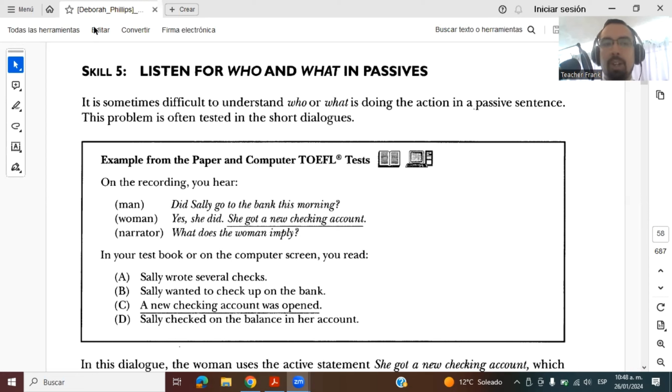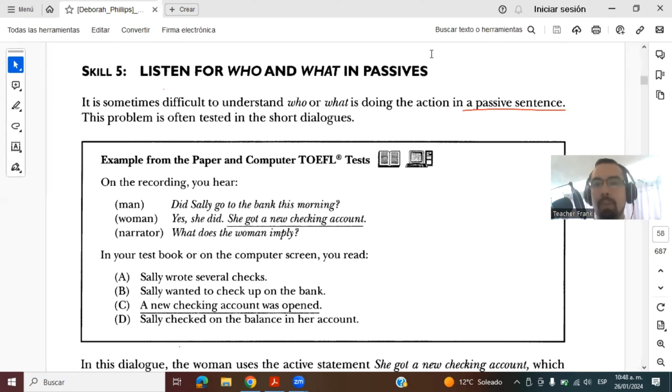Okay, so in this part, we're going to be looking at this skill, which basically still has to do with identifying who and what is doing the action, right? So for this, we have to remember the passive voice. And I'm going to write up here a really quick example just so we remember what passive voice is.